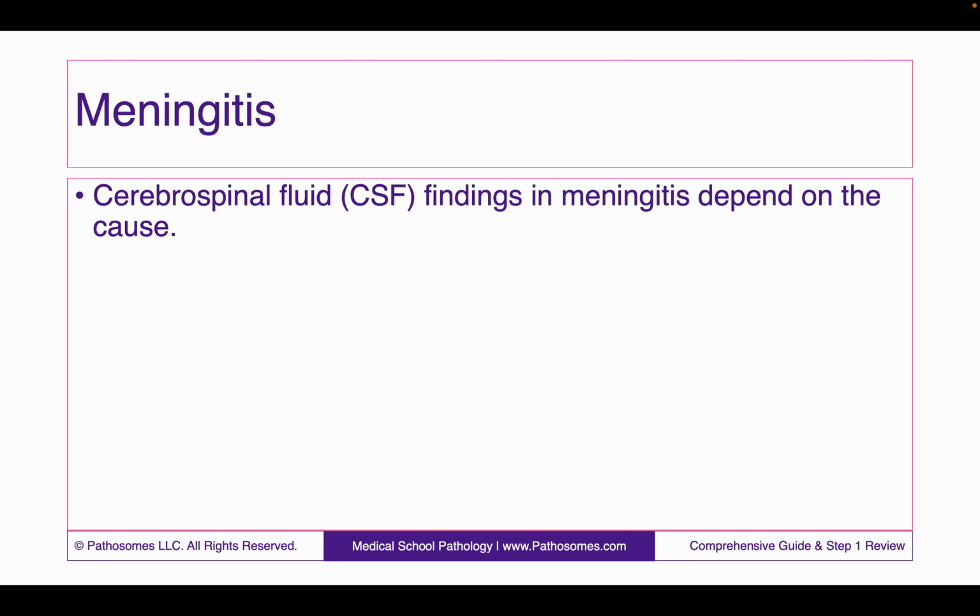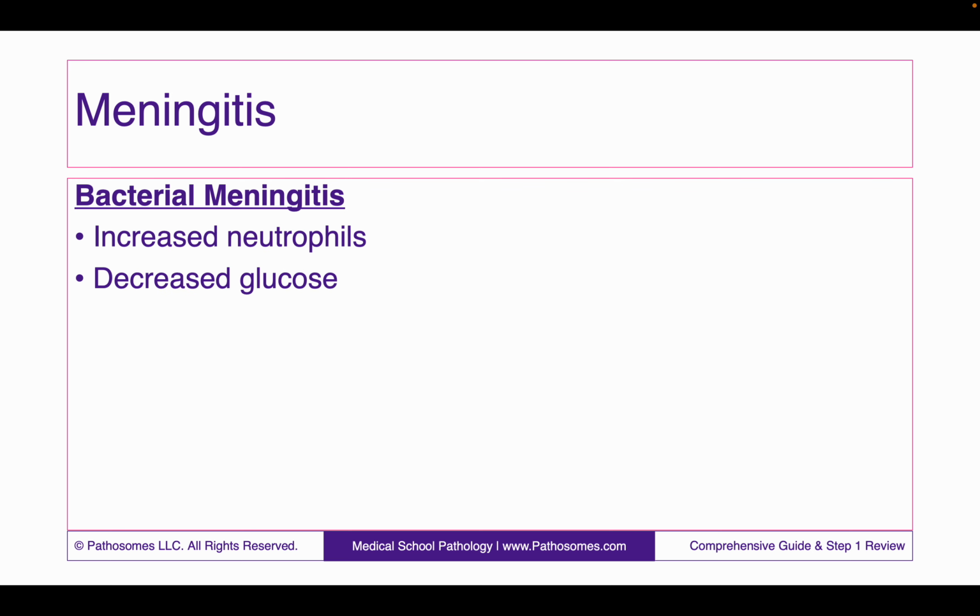The CSF findings in meningitis depend on the specific cause, right? For fungal and viral infections, we tend to see increased lymphocytes, but for bacterial infections, we tend to see neutrophils, right? You will be asked that, so keep it in mind. Look at that. For bacterial meningitis, we will see increased neutrophils. And those neutrophils, they go around and they eat up the glucose. So you'll see decreased glucose.